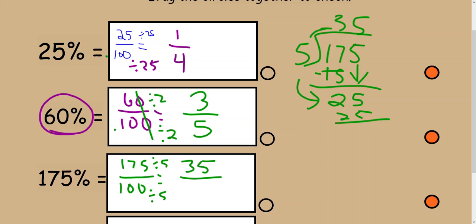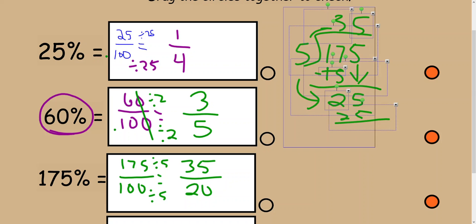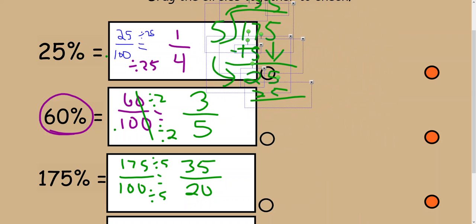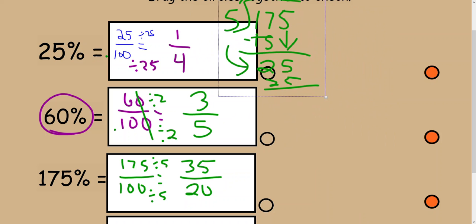And then 100 divided by 5. Well, you should be able to figure that out. 20, 40, 60, 80, 100. That's 20. But we still have an improper fraction. So I'm going to move this out of the way. So now we have to do the same thing again. 35 divided by 20.